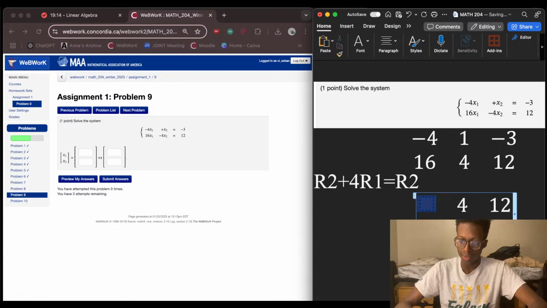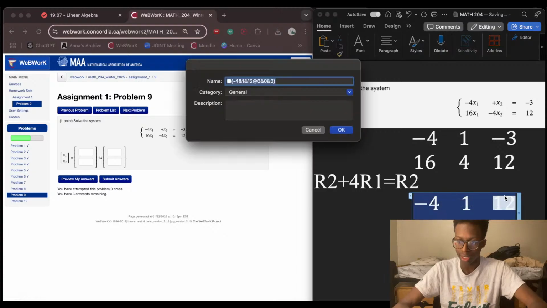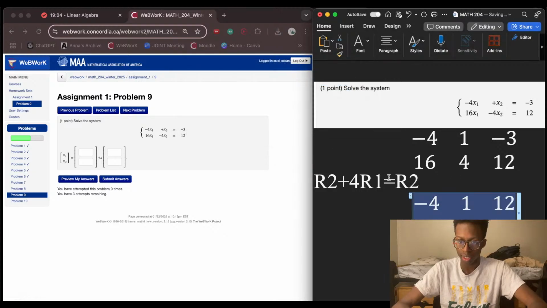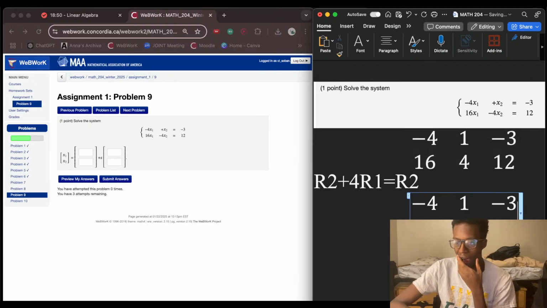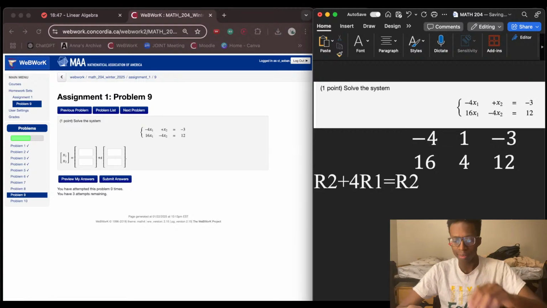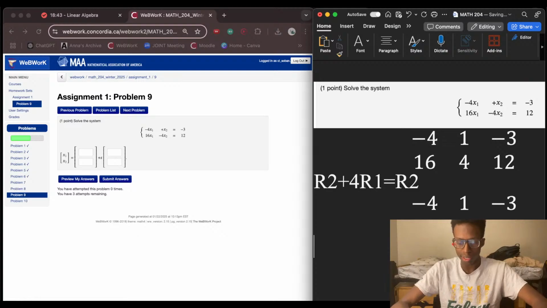So then this will now be negative 4, 1, and negative 3, and then you multiply by negative 4 by 4, add it to row 2, and you get 0, 0, 0. So now that you have that, you'll go down here and start making, and you parameterize.